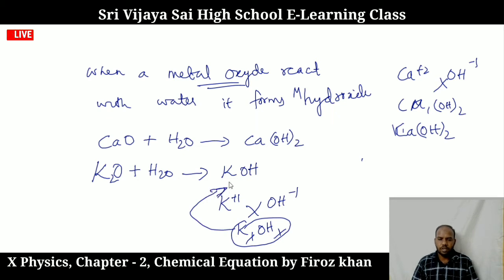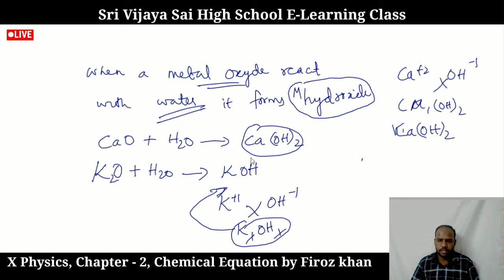Alright. Okay. So when a metal oxide reacts with water, you always remember, it always forms a metal hydroxide. Everyone understood? When metal oxide reacts with the water, it always forms metal hydroxide. Got it? Okay. And similar to this, you have one more topic to understand.